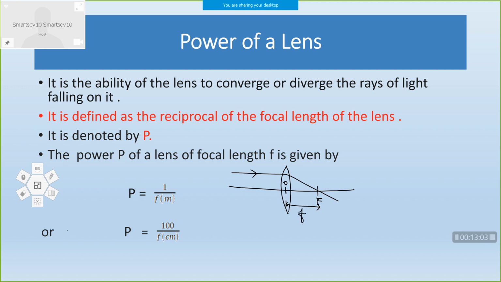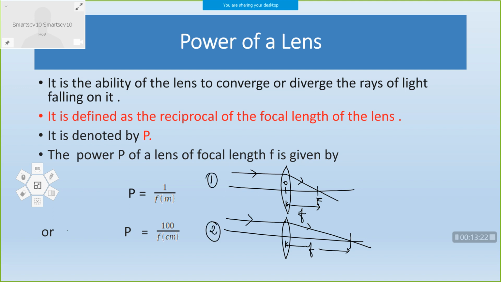Is it okay? So suppose we have another lens whose focal length is more than the first lens. So here CF, this distance, that is the focal length of the second lens, is greater than the focal length of the first lens. What about its converging power? Ability of the lens to converge the ray of light is more for which lens?